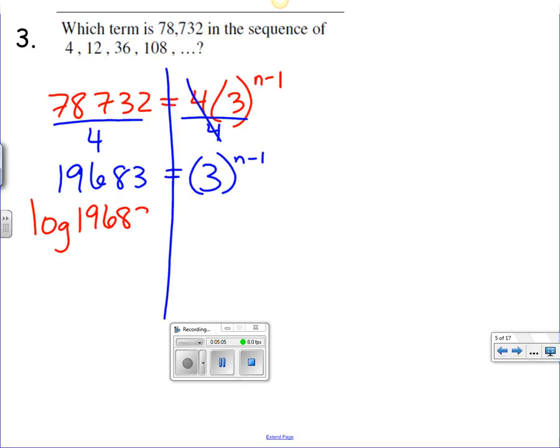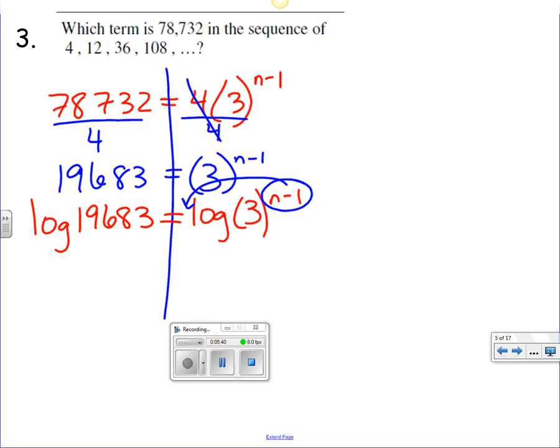So log of 19683 equals log 3 to the n minus 1. So you write log on both sides. Okay, that's what you do next. Write log on both sides. All right. The whole point of doing the log is that, if you'll remember from Math 3, when you have a log, the exponent gets thrown in front. The exponent gets thrown in front.